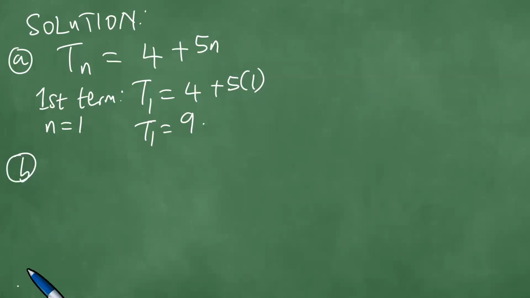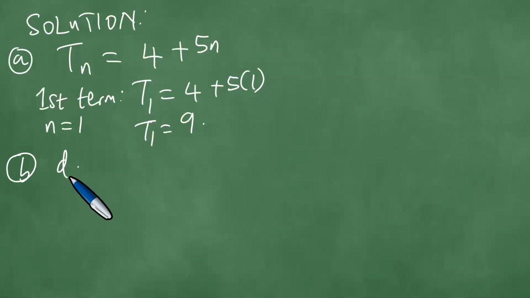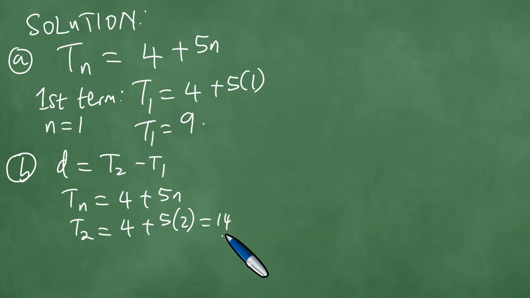B. The common difference. What is the common difference? They want the common difference now. How do you get the common difference? Common difference is T2 minus T1. But we don't know T2 here, but we can get it because Tn is 4 plus 5n. What is T2? It's 4 plus 5 times 2. 5 by 2 is 10 plus 4, 14.